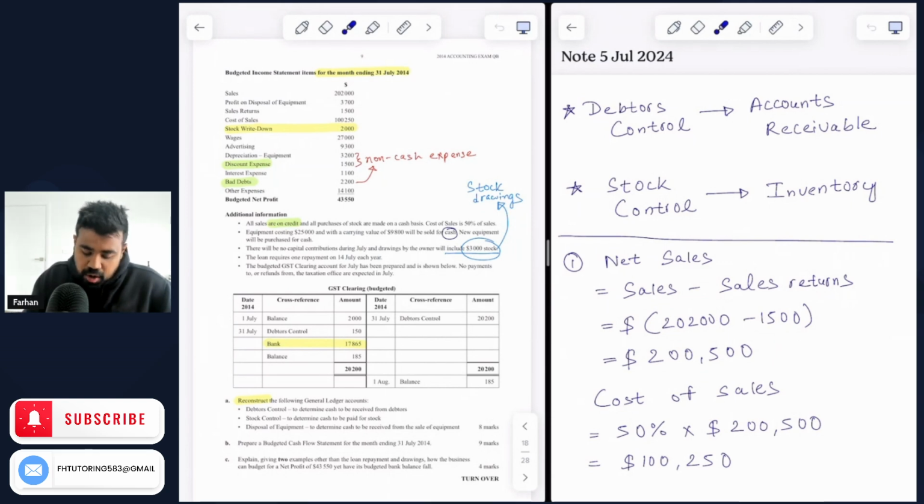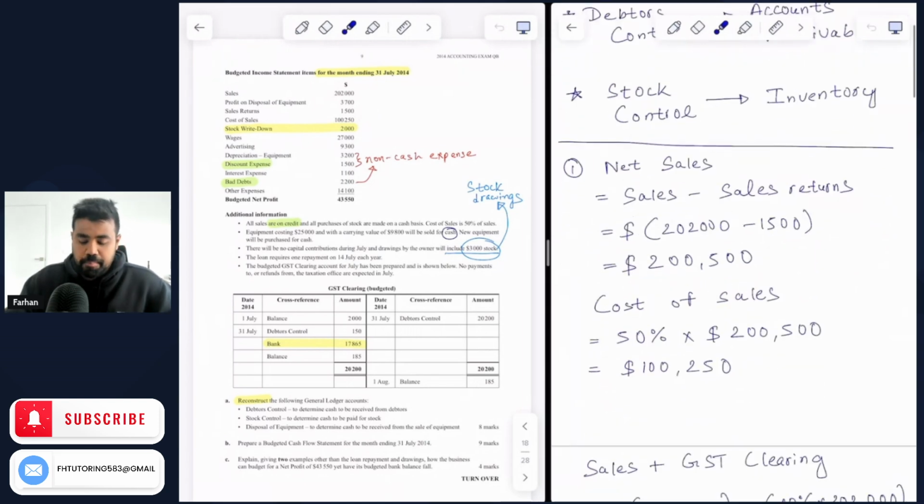Now let's go back to the first line in the additional information. It also mentions that all purchases of stock are made on a cash basis, and the cost of goods sold is calculated at 50% of sales. All right, so if the net sales is $200,500, then the cost of goods sold based on the net sales is 50% of $200,500, which is $100,250. And you can verify this number by checking the budgeted income statement again, where you'll see the cost of goods sold is given as $100,250, which is 50% of the amount for net sales that we have calculated ourselves.